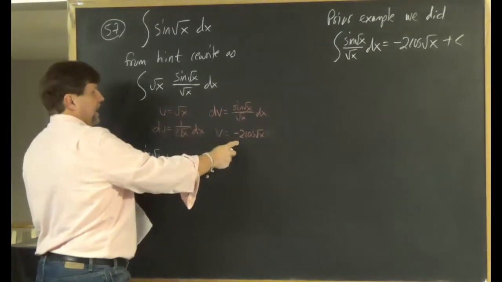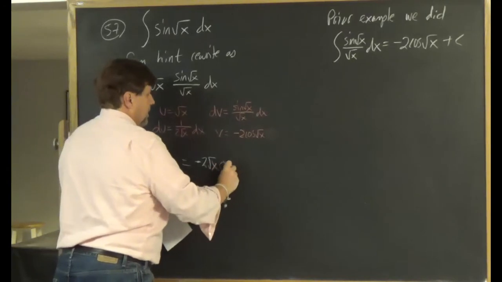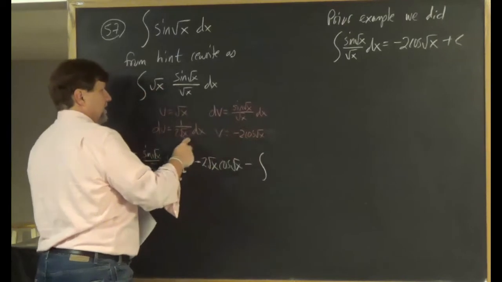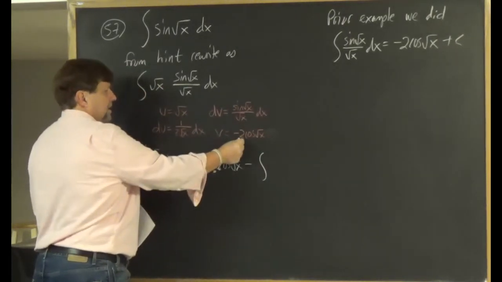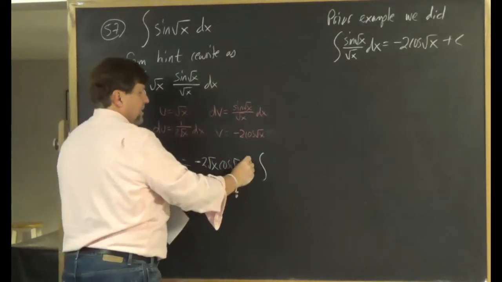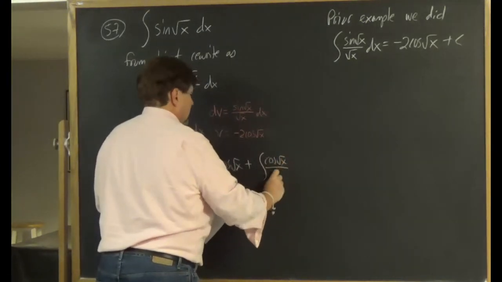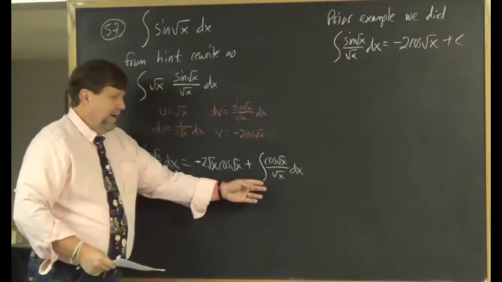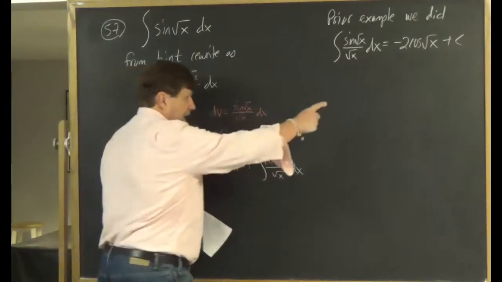It's u times v, so that's negative 2 square root x cosine square root x minus the integral of v du. When v du goes in, notice the 2 and the 1/2 cancel out. I'd rip the negative out front to make this plus. So I have cosine square root x over square root x dx. So I need to knock out this little integral right here. Let me just pull it over here.